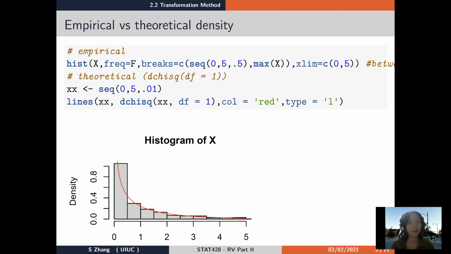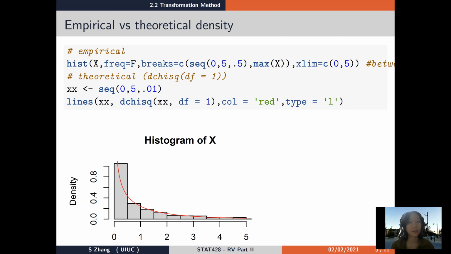Then in this case, what I can do is as follows. I specify that xlim is from 0 to 5, meaning that the x-axis will range between 0 and 5. But I also need to specify the breaks for the histogram, that is, how the bars will be separated. In this case, we say that breaks is the sequence from 0 to 5 with interval sizes of 0.5, as well as a last bar from 5 to the maximum value of x, which is not plotted here. However, this will allow us to plot the histogram in the range between 0 and 5.